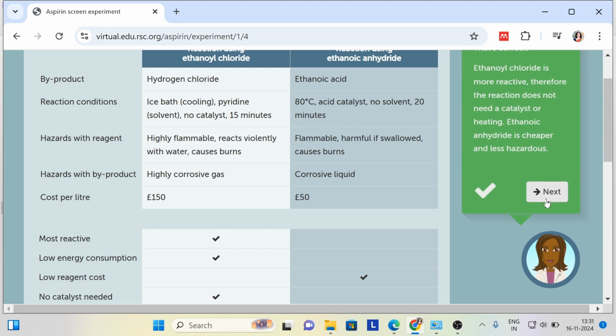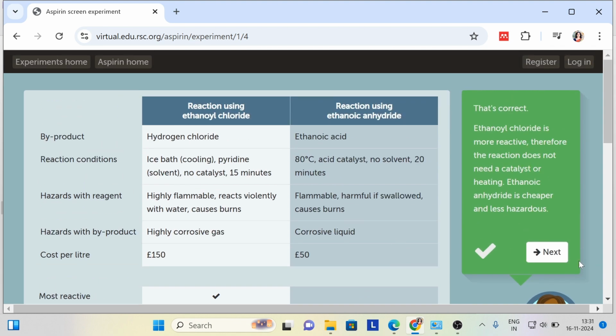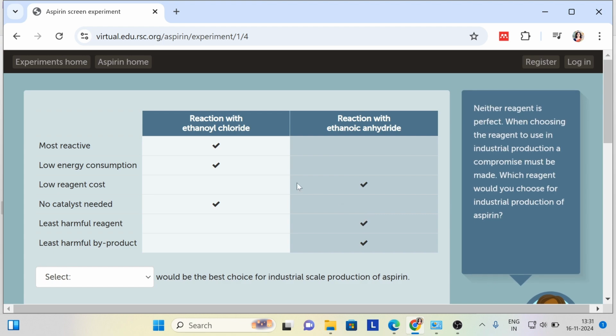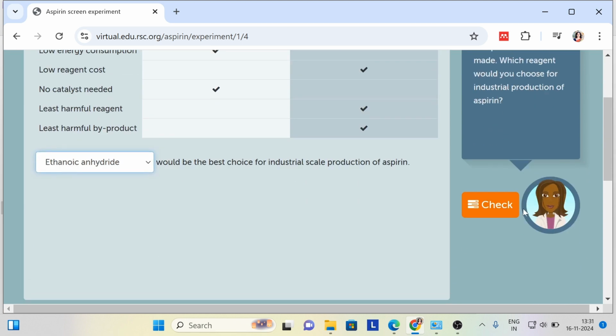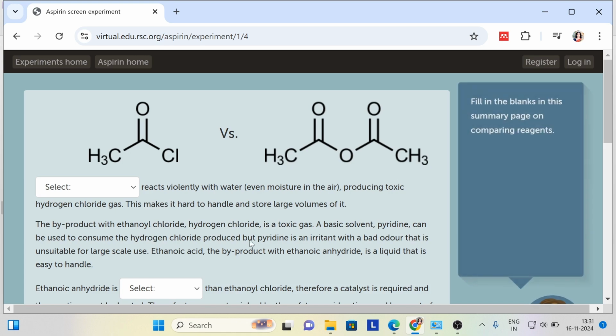Click on OK. Let's just click on check. Yes, this is more reactive, so let us go ahead. Ethanoyl chloride is more reactive, so the reaction does not need a catalyst, right? Next. So it gives you a good understanding. Even if you select the wrong option by mistake or intentionally, it will correct you. That's a nice combination of simulation and knowledge, I must say. So this would be the best choice. Obviously ethanoic anhydride would be the best choice. Click on next, go to the next one.